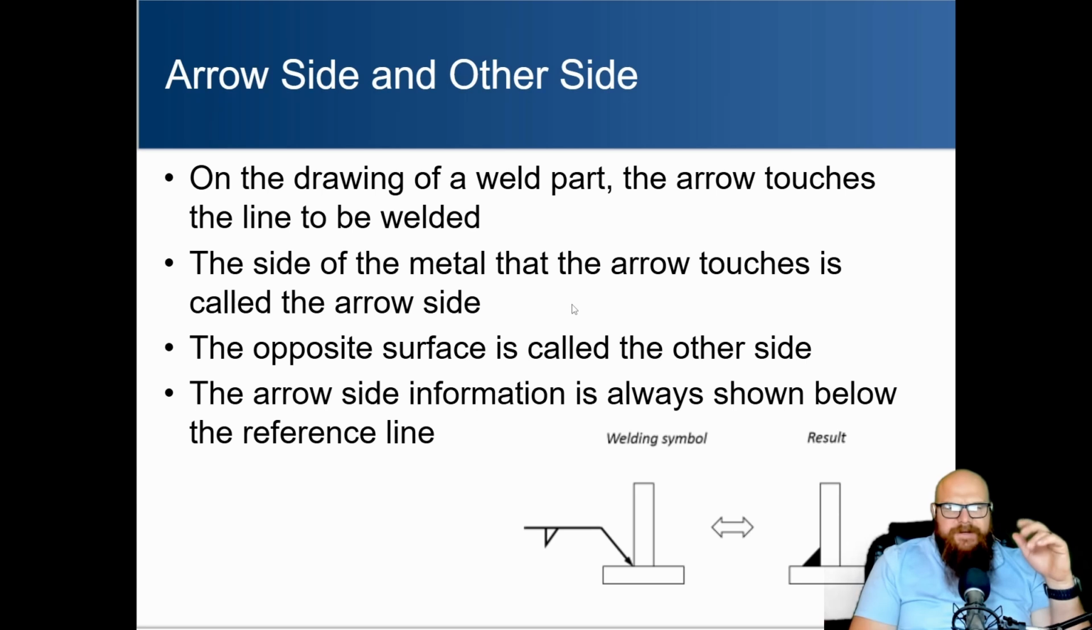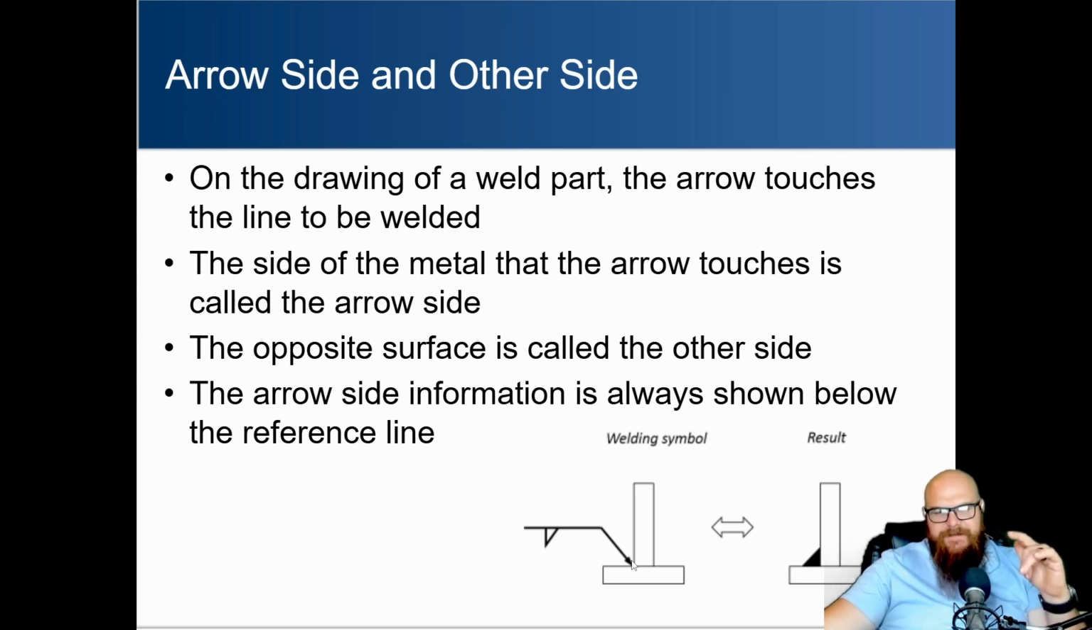Okay, so I don't know that it explicitly says that in here, but when you have the reference line, anything that is going to be underneath that reference line is going to be done on the arrow side. Any markings that are made above the reference line are going to be done on the other side. So the example that we see in this picture here kind of demonstrates that, where you have this symbol, and this symbol is for a fillet weld.